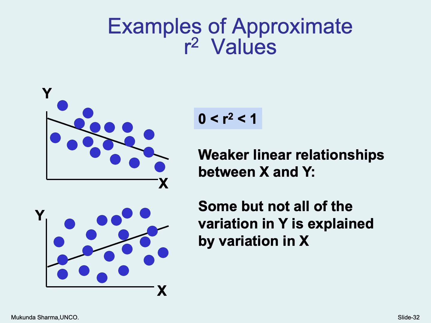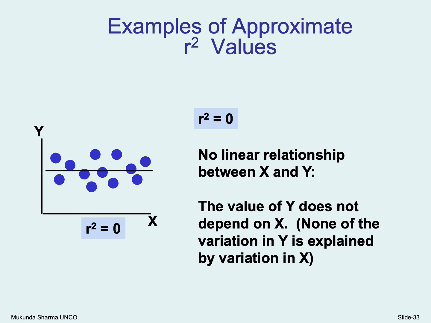The closer the value of R squared is to 0, the weaker the relationship. If you find the value of R squared is 0, it means there is no correlation between the independent and dependent variables.